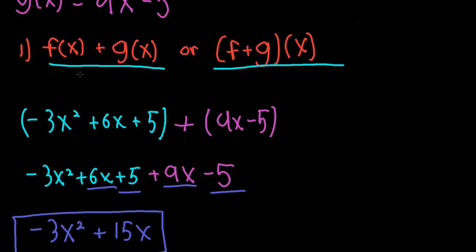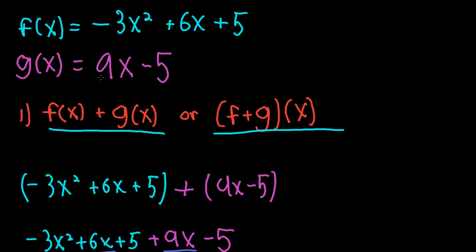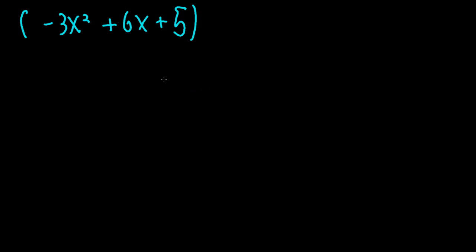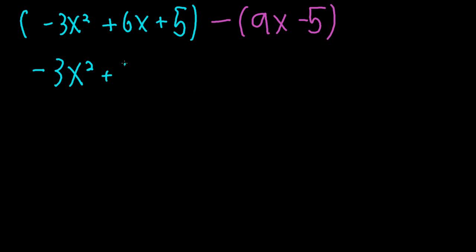Alright, now I look and see what my g of x is equal to. G of x is equal to 9x minus 5. So go back to my problem, right? Subtracting. I'm subtracting all of g of x, so I'm subtracting all of 9x minus 5. Alright, from here I can get rid of my parentheses on my f of x term, so I'm going to simply write negative 3x squared plus 6x plus 5.